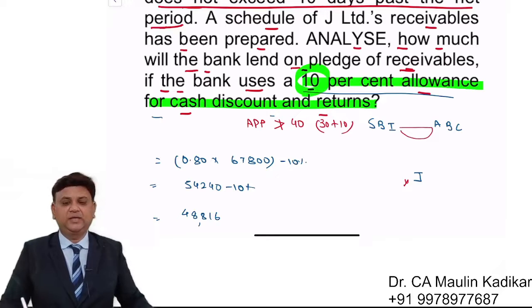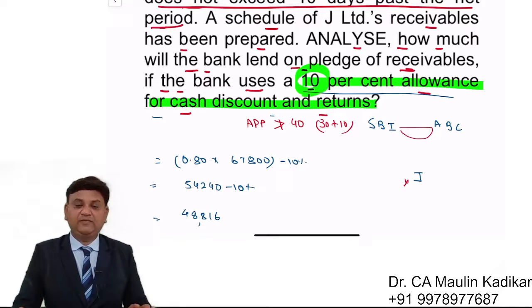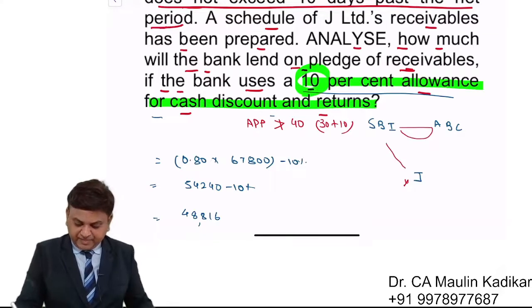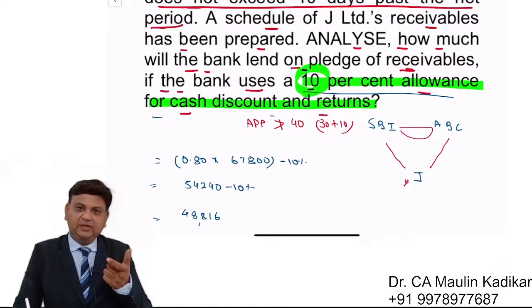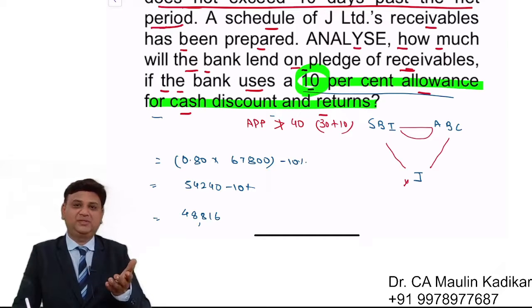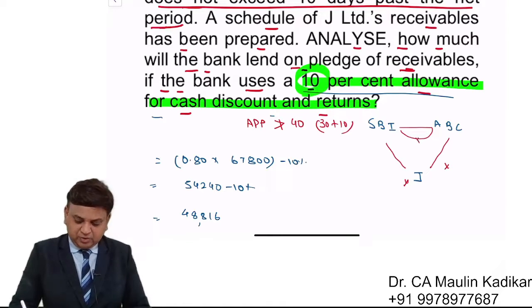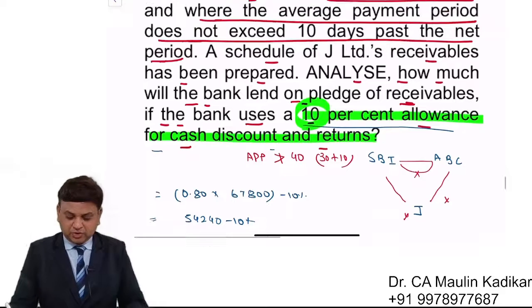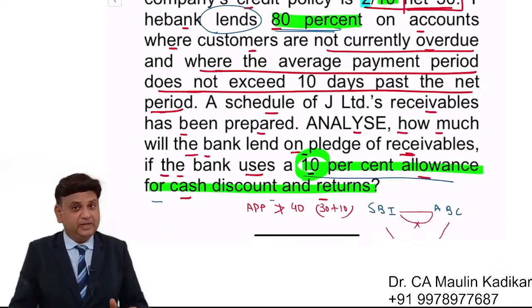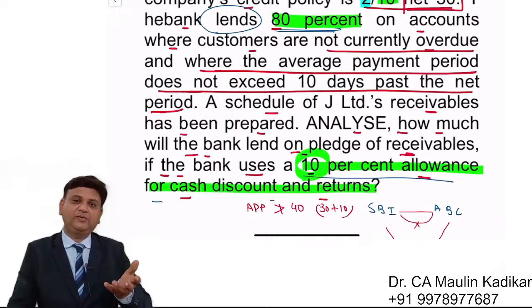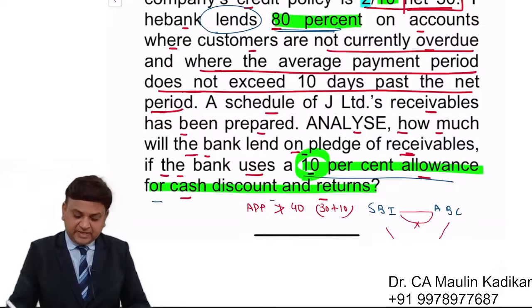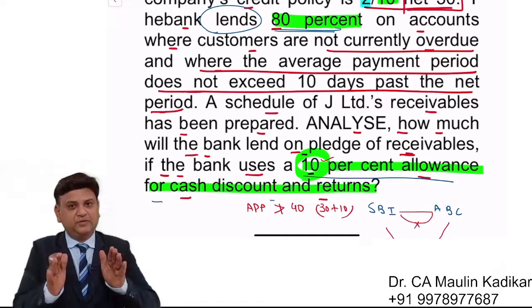ABC replied that you are very correct, when you had given loan to J Limited, I was debtor of J Limited. However, within this time period, I already have returned the goods. That is the reason I don't have to pay anything to J Limited, and in turn, I don't have to pay anything to you also. So it may happen like this, it may not happen like this. To what extent it will happen is very uncertain. That is the reason the bank wants to be conservative and they want to deduct a further 10%.